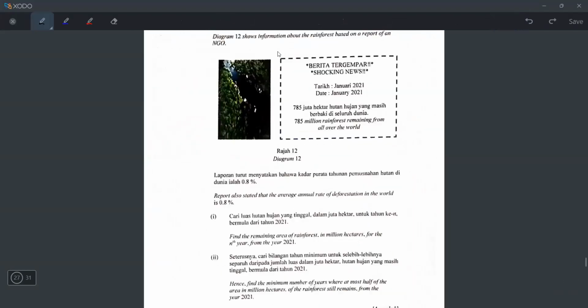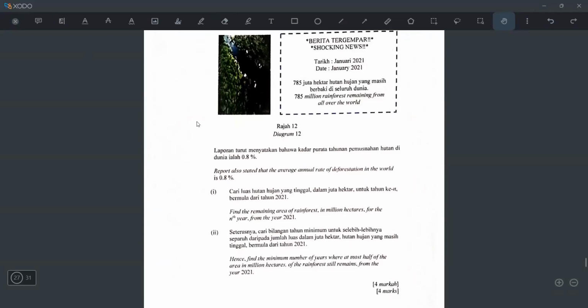Okay, let's look at B. Diagram 12 shows information about the rainforest based on the report of NGO. So nothing stands out here, nothing important here. So here they say what? Shocking news. Date January 2021. 785 million. So it's actually 785 million.